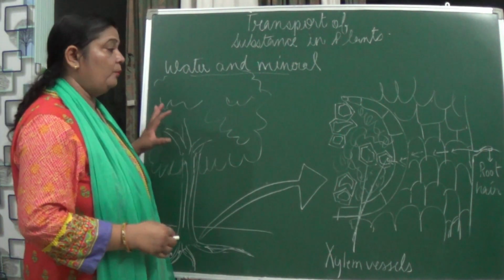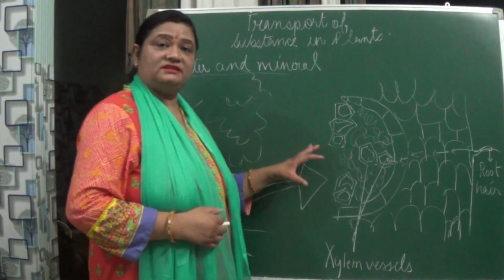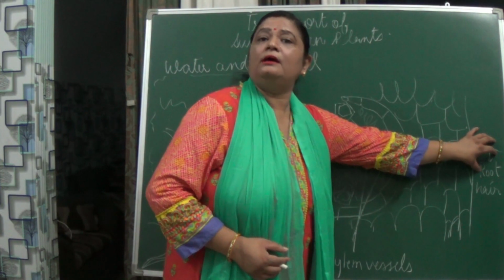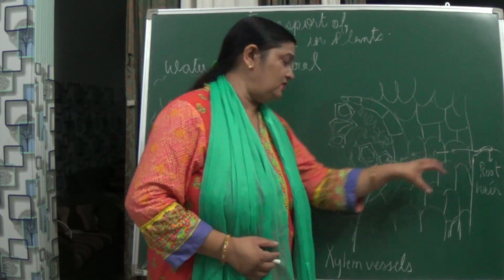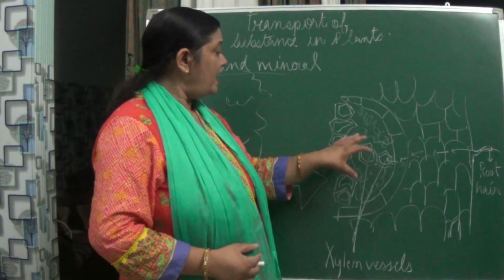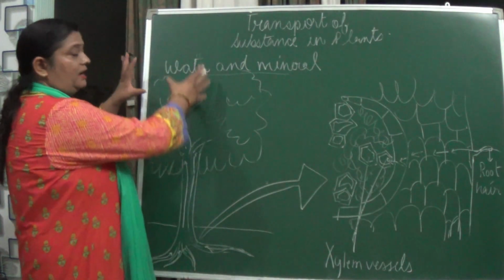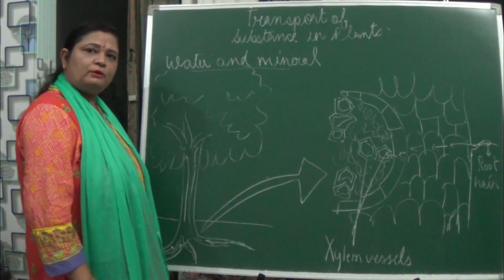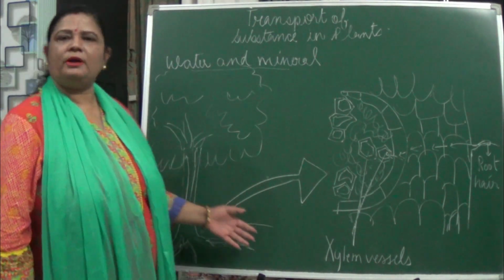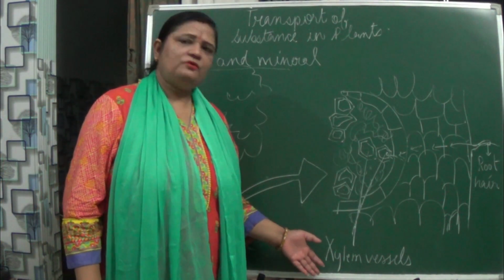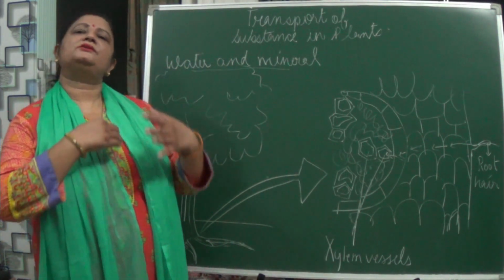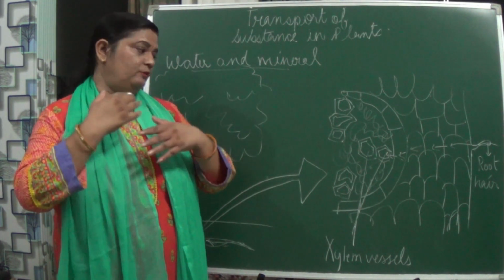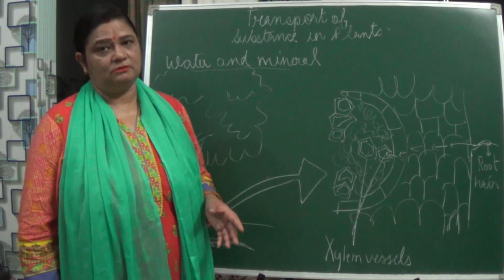And this is how water and minerals are conducted. Along with the water, minerals are also taken up by the root hair from the soil, and it reaches what? The xylem vessels, and from there it is conducted to the whole parts of the plant. I explained how water is conducted by the xylem vessels. So when we combine together the conduction of water and food, we say it is conducted by vascular tissues.